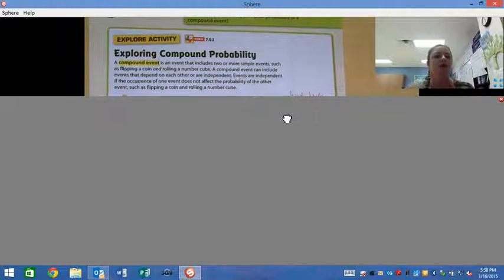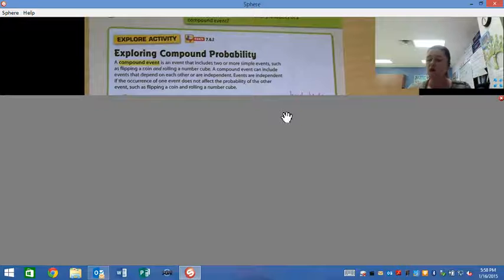So, exploring compound probability. A compound event is an event that includes two or more simple events, such as flipping a coin and rolling a number cube. A compound event can include events that depend on each other or are independent. Events are independent if the occurrence of one event does not, keyword not, affect the probability of the other event, such as flipping a coin and rolling a number cube. No matter what happens on that coin, it's not going to affect what happens on your number cube. It's just not going to happen.